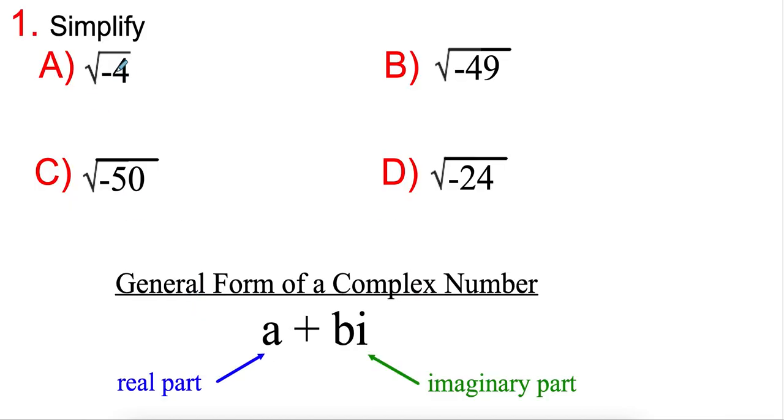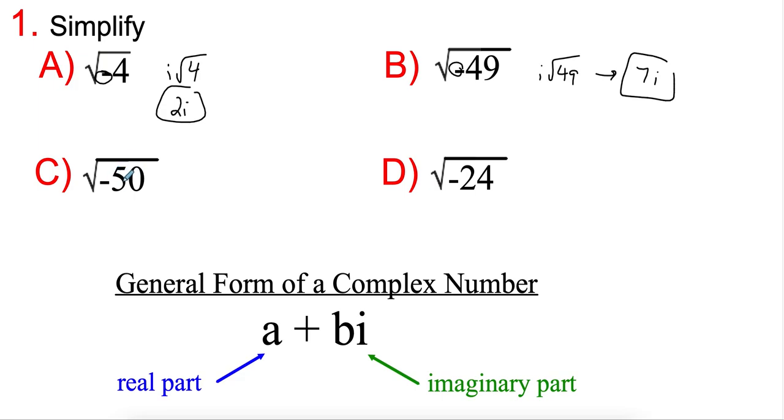Okay, so let's look at this one. So I got a negative underneath there. That comes out. So I have i root 4, and the root 4 is the 2. So this would be 2i. Okay, same thing here with the 49. That negative comes out. i root 49, and then square root 49 is a 7, so this turns into 7i.